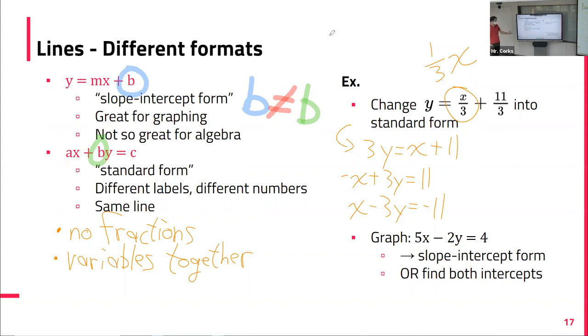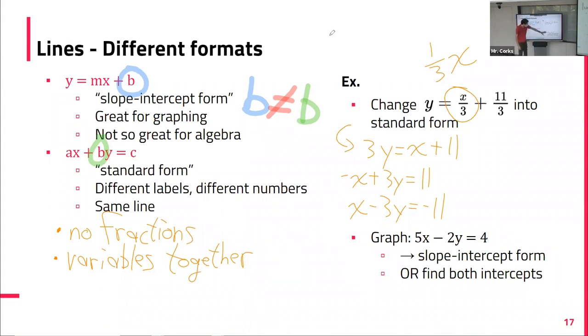It doesn't need to be. The really important part for standard form is that you have your variables together on one side, on the same side of the equation. And the constant on the other side. But typically when we see standard form, it will look like this. The x will be positive, and then the y will be maybe positive, maybe negative, depending on the relationship.